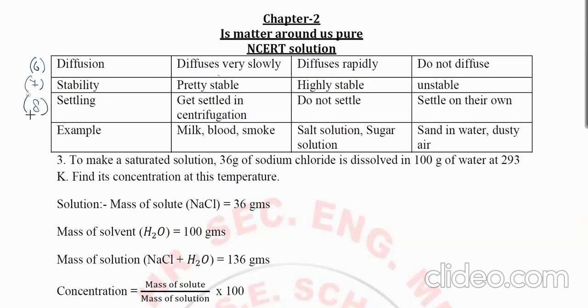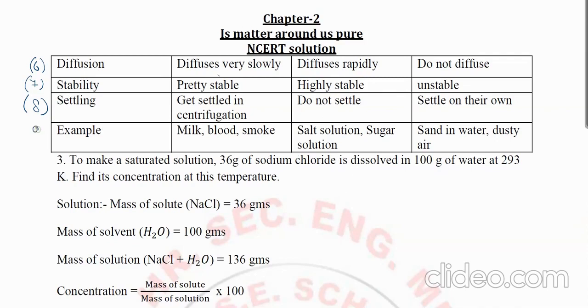Next is the settling. In case of sol, the centrifugation process is the process after which the components of the sol will get settled down. After the centrifugation process, you will see that the sol particles are being settled down. But in case of solution, after using any method, they will not settle down. Any of the solute will not settle down by any physical process. Okay, they require some chemical processes. But in case of suspension, if it is left for some time undisturbed, then the particles will settle down slowly.